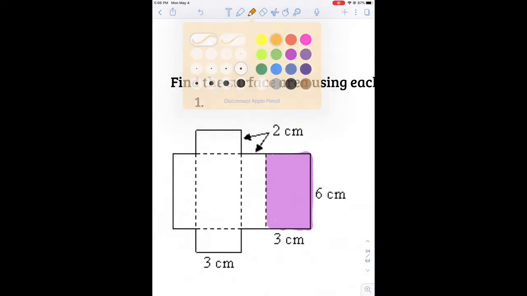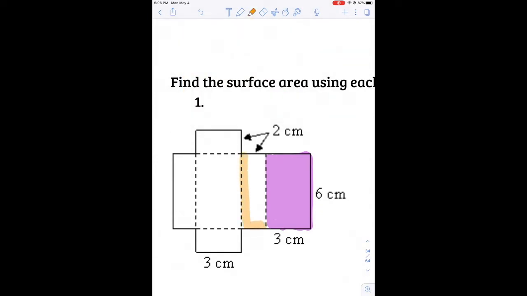Now, how about this next one? That doesn't really have any numbers right next to it, but I can see that this side must be a 2 because there's a 2 pointing to it. And this side must be a 6 because that 6 slides over here and it's the same as that 6. So now I have my purple shape and my orange shape labeled.